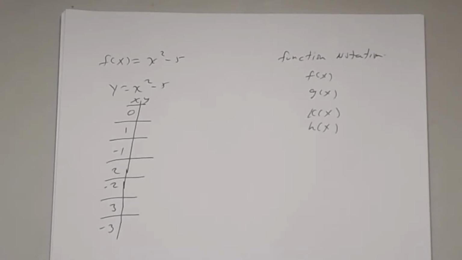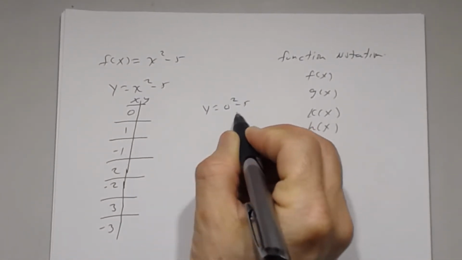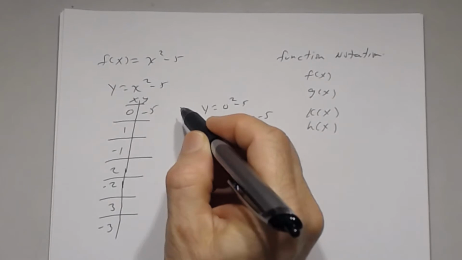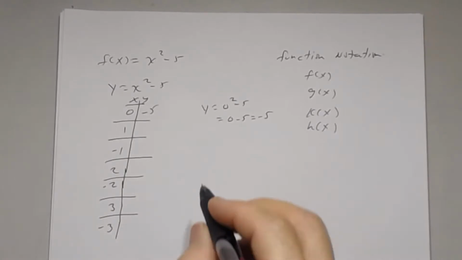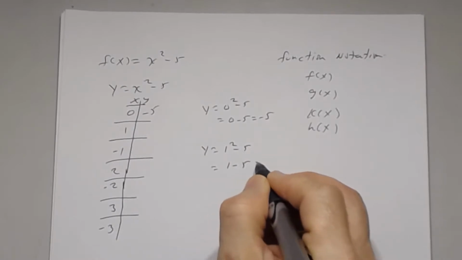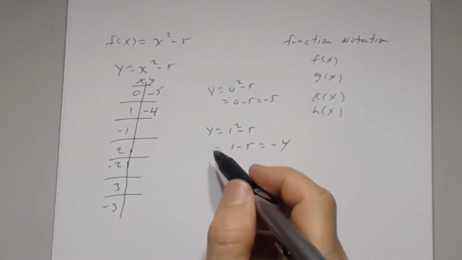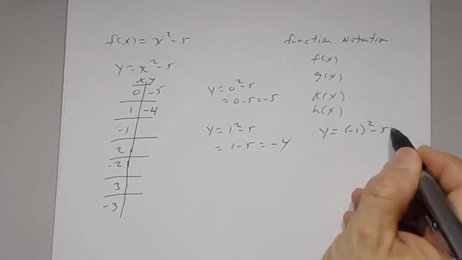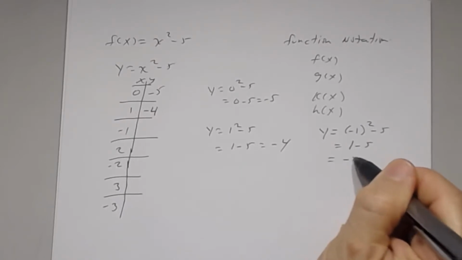So if x is 0, wherever you see the variable x, I plug in 0. So if x is 0, I get y equals 0 squared minus 5, which is -5. If x is 1, I get y equals 1 squared minus 5, which is 1 minus 5, which is -4. If x is -1, remember you have to put that in parentheses, I get y equals (-1) squared minus 5. What's -1 squared? 1. And 1 minus 5 is -4.